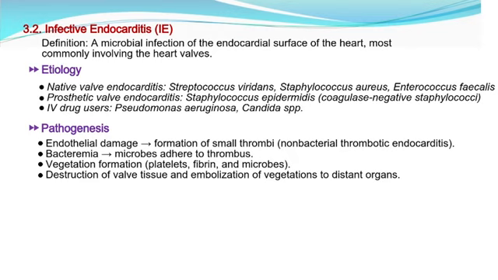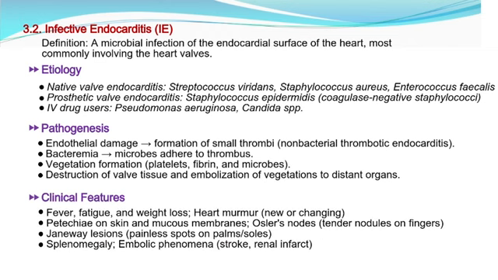Endocarditis starts with a small injury on the endocardial surface, leading to platelet and fibrin deposition. When bacteria adhere to this site, they form vegetations, masses of platelets, fibrin, and microbes. These vegetations can erode the valve tissue or break off and travel as emboli to other organs, brain, kidney, or spleen. Clinically, patients often come with fever, malaise, fatigue, and weight loss.